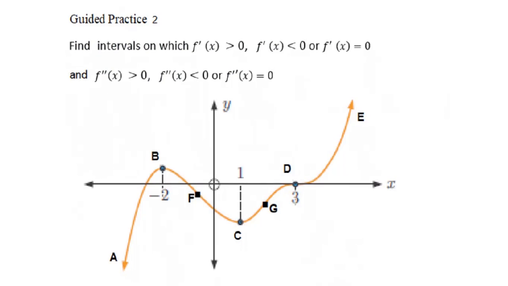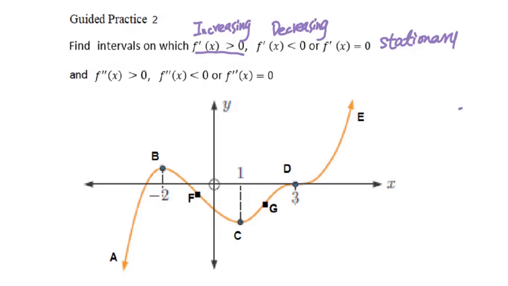Find the intervals on which the first derivative is positive, which means it's an increasing function. And when the first derivative is negative, it means it's a decreasing function. When the first derivative equals 0, you need to find the stationary point, which means you have a local maximum, minimum, or stationary inflection point.